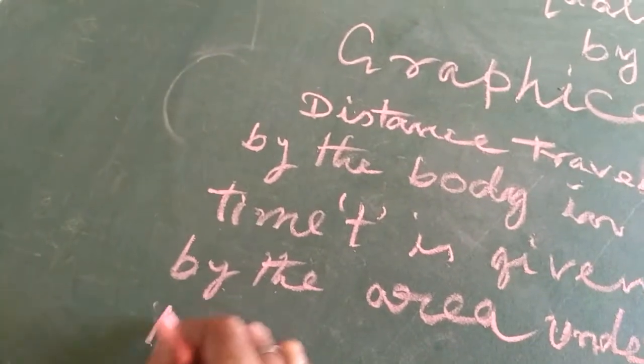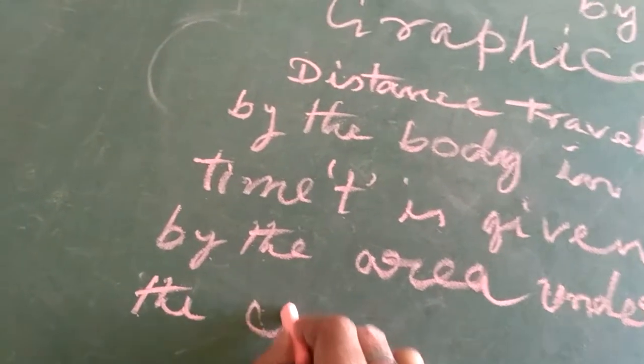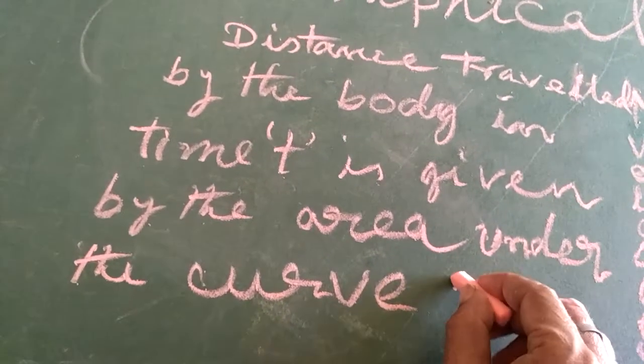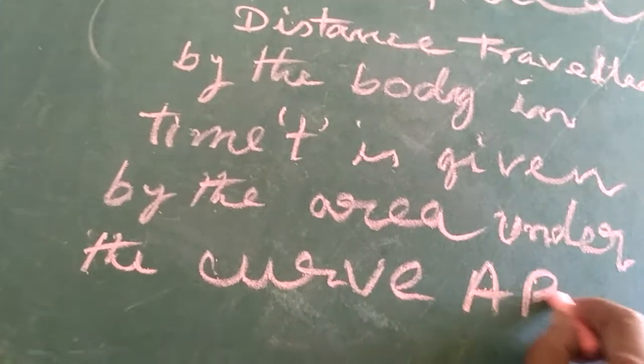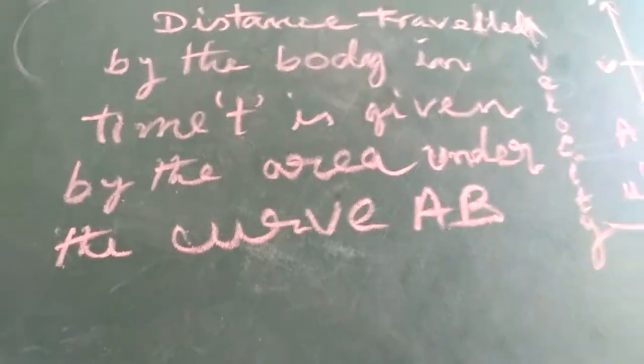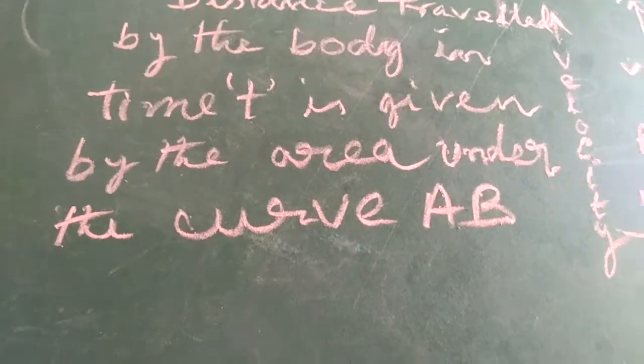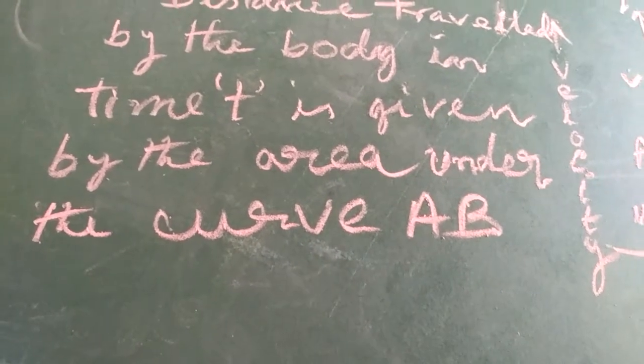Under the curve. Under the curve, which curve? AB. AB is the velocity-time curve. Okay, under the curve AB. So now, how to find the area?